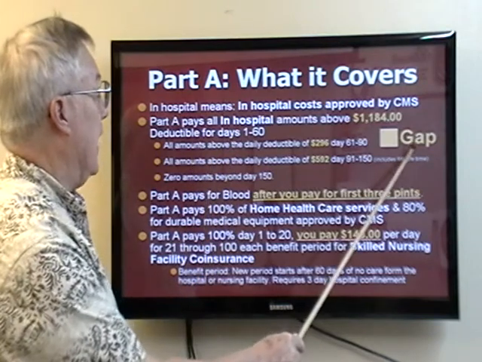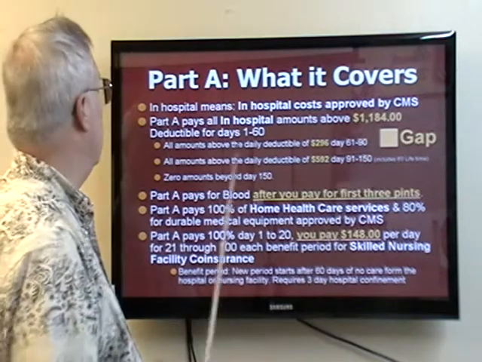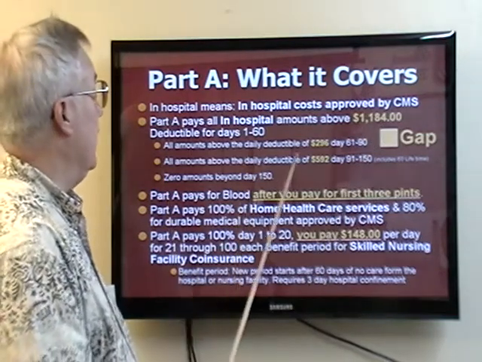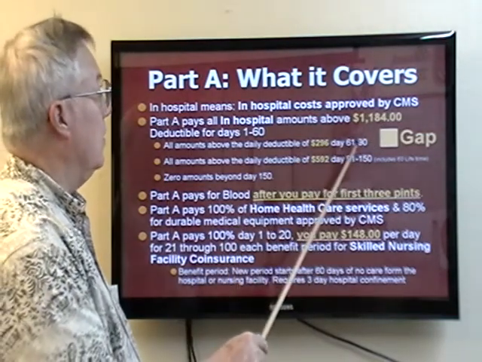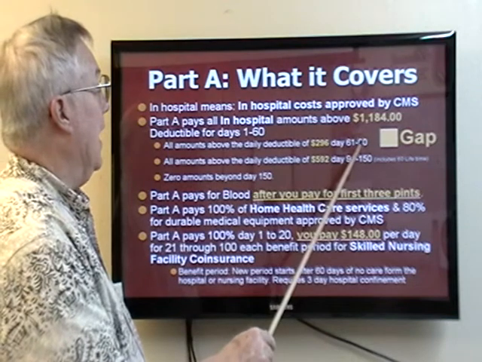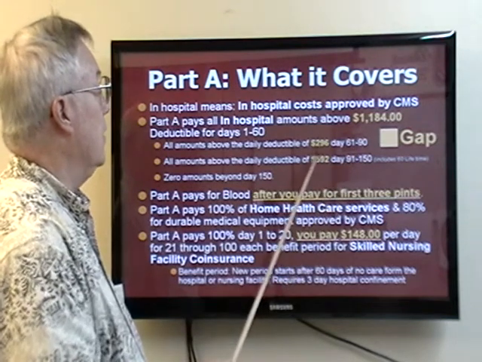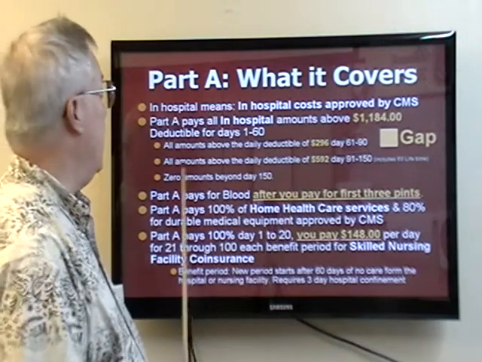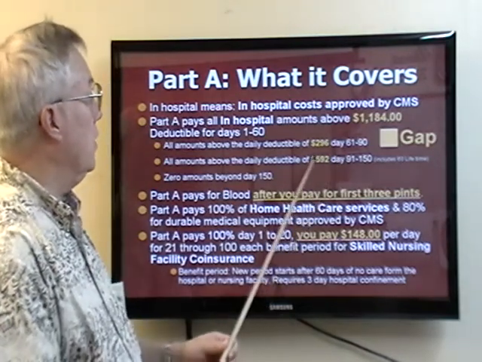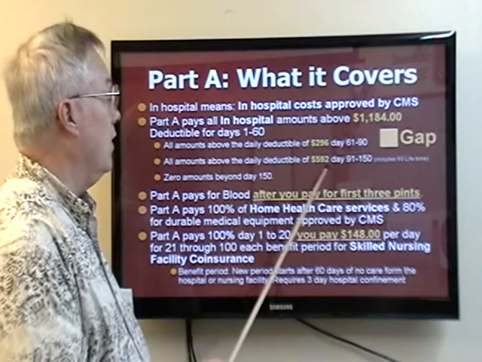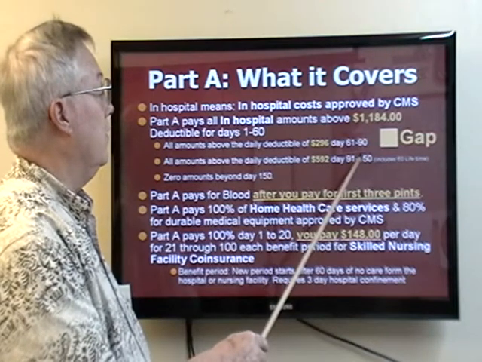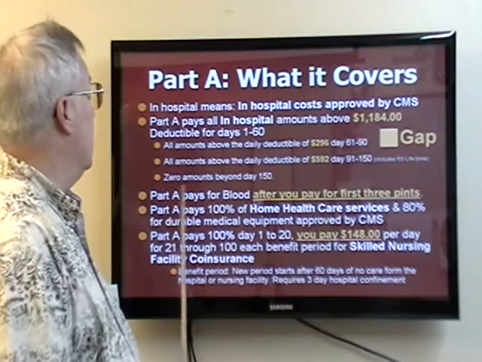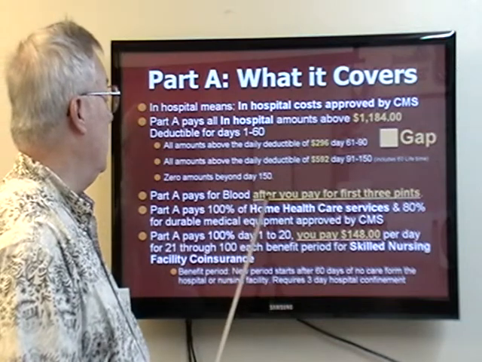We're going to be looking at the gap areas here, which are highlighted in this color. All amounts above the daily deductible after day 61 through 90. So what that means is you pay the first $296, Medicare pays 100% after that. When you hit day 91, then your deductible goes to $592 a day up to day 150. And then zero amounts are paid beyond day 150.